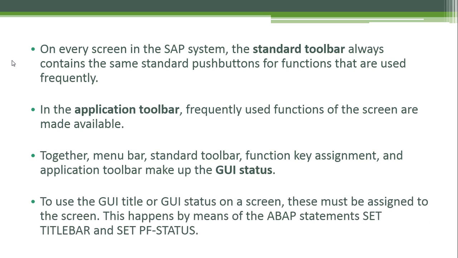To use the GUI title or GUI status on a screen, this must be assigned to the screen. This happens by means of the ABAP statements SET TITLEBAR and SET PF-STATUS.